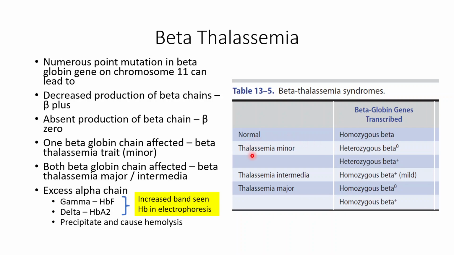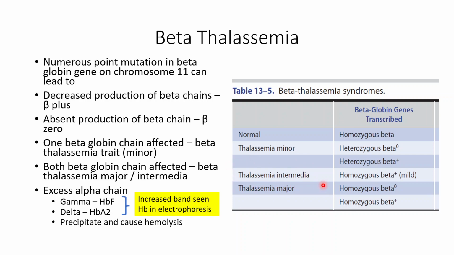Now beta thalassemia minor. In this case, we can have one gene which is not producing anything, no beta globin chains, but the second is producing. Plus means it is producing. Decreased production of beta chain is beta plus. So beta plus here means decreased production, but of normal beta chains.